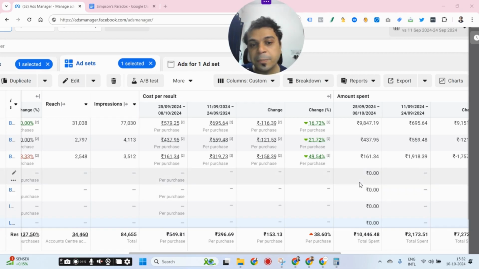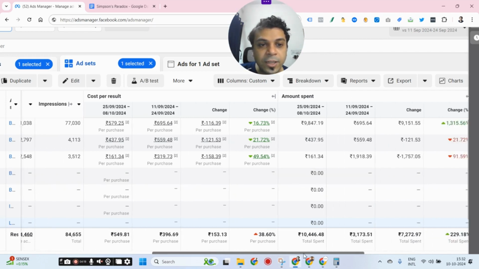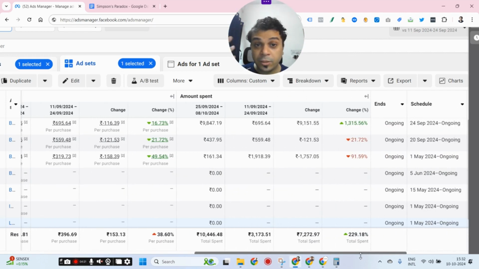Okay, the CPA has increased. So what's really going on? This is a classic example of Simpson's paradox. The CPA has increased because of certain reasons. Let's actually understand why. The CPA has increased despite the fact that CPA has decreased at an ad set level.